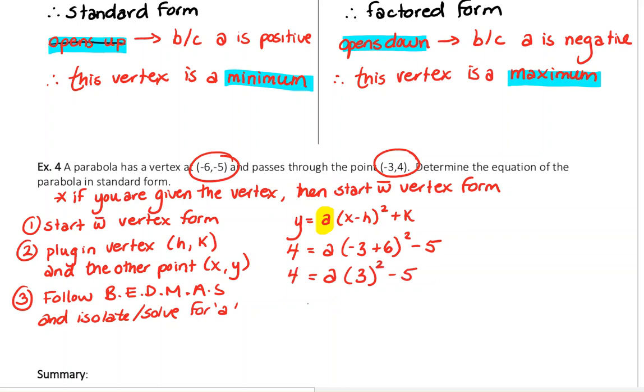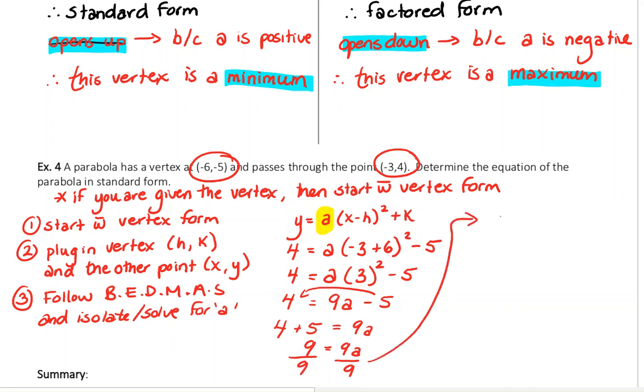You're going to want to also apply that exponent, which now gives you 9a minus 5. You're going to want to bring all of your constants to one side and keep your variable 9a on that side. Once you do that, opposite operations tells us that this is now going to be 4 plus 5. Okay, 9 equals 9a. In order to identify what a is, opposite operations again. If it's 9a, we divide both sides by 9, and that leaves us with an a value of 1. So you have solved the problem.